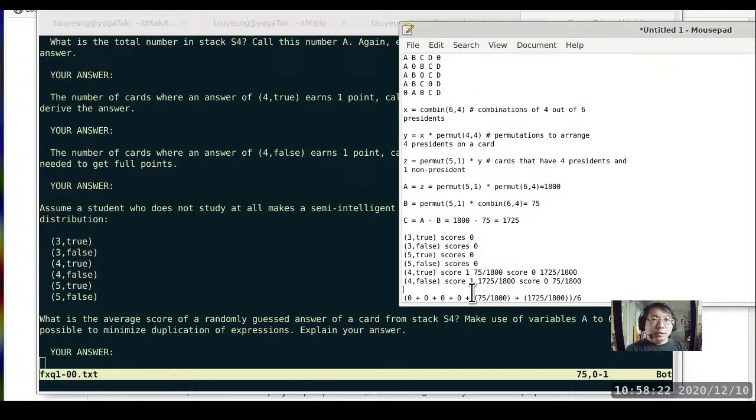Now you can probably tell that these two numbers added is really just 1. I have to reselect the portion that I really want. So these two numbers just add up to 1. That means we are looking at 1 divided by 6, and as a result the answer is just 1 over 6. So if someone were to just randomly guess, the average score would be 0.167.